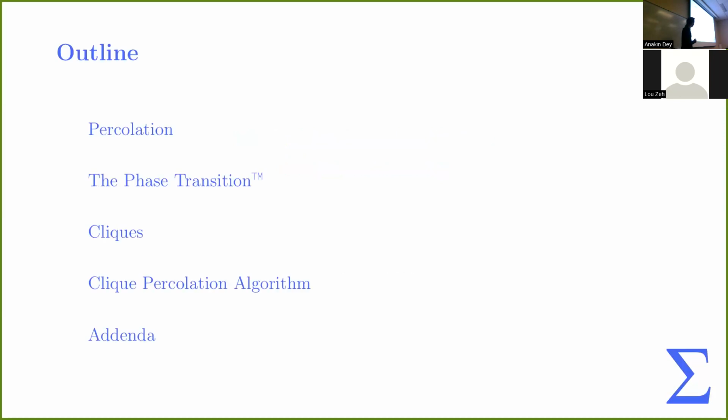So we're going to talk about something called percolation first. It's a bit of a side tangent, but there are some cool diagrams I have, and it's related to what we're going to talk about later. So we'll start with that, talk about random graphs and how they have phase transitions, and then talk about cliques and what the clique percolation algorithm is.